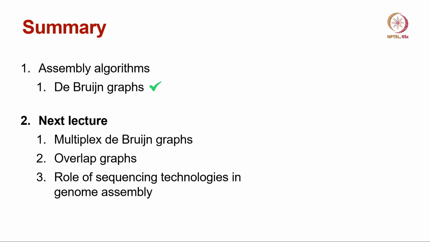So, this completes the analysis of De Bruijn graph algorithms, and I hope you are convinced that De Bruijn graphs are useful for genome assembly. In fact, they are used in modern genome assemblers. In the next lecture, we will look at more algorithms that are used in practice, that is overlap graphs, multiplex De Bruijn graphs, and we will also see what is the role of the latest sequencing technologies in shaping the field of genome assembly. Thank you.